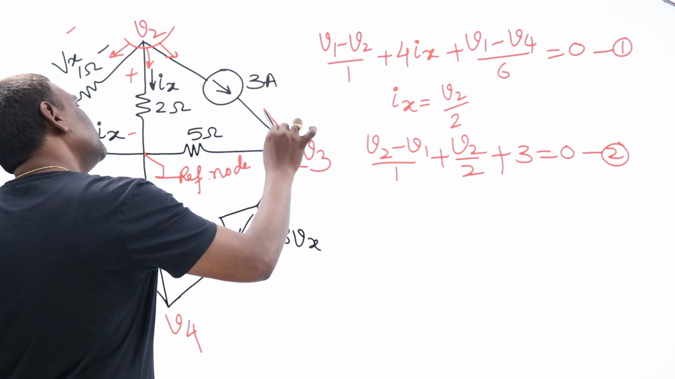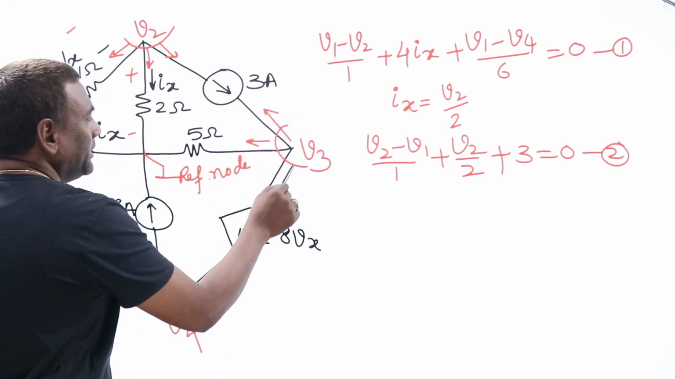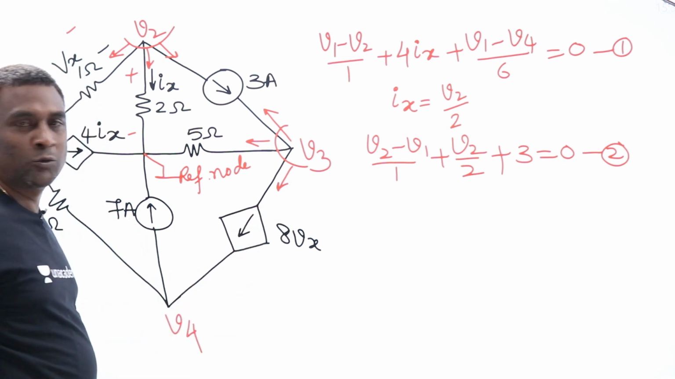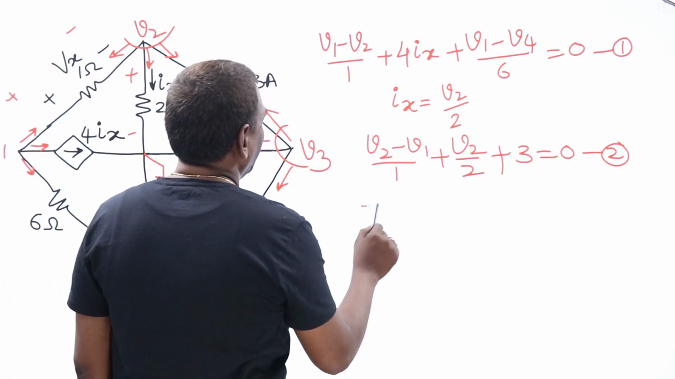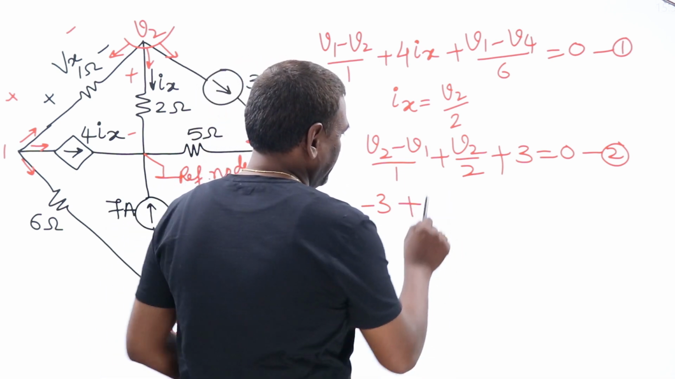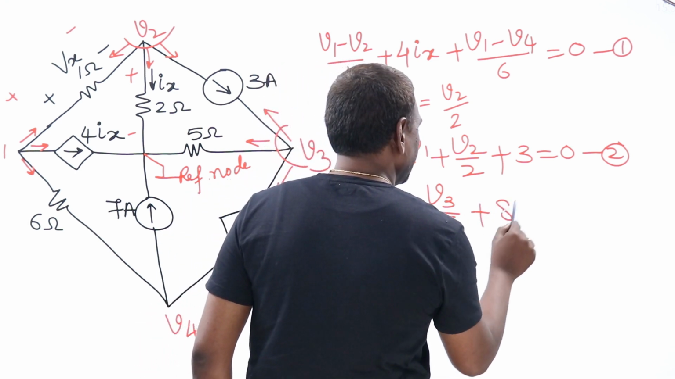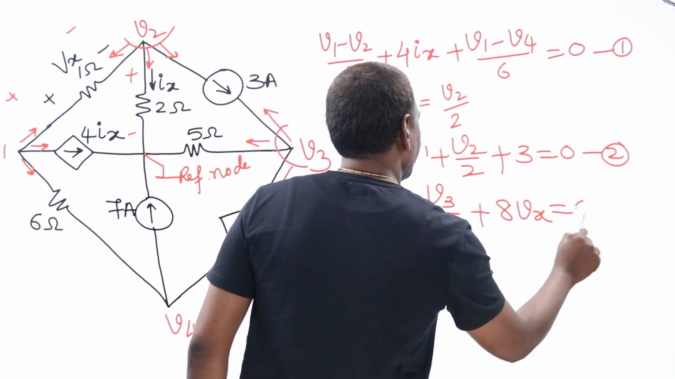Now let us think of 3. Current leaving through this is how much? Minus 3 amperes. Current leaving through this, V3 by 5. Current leaving through this, plus 8 Vx equal to 0. So this is going to be minus 3 plus V3 by 5 plus 8 Vx equal to 0.